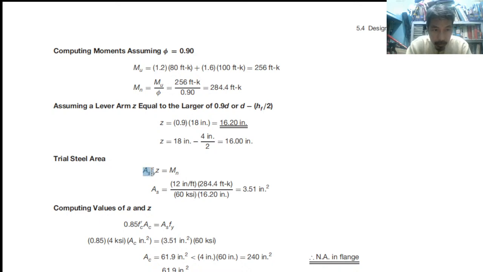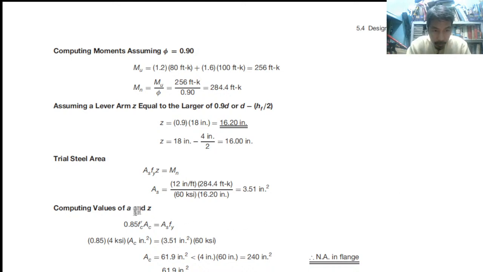So, what is this? This is T, the tensile force. Tensile force multiplied by Z, that is the nominal moment. So, therefore, we can find out the steel area by using MN that we already determined here. Z already determined here, 16.2. And FY is given, so 12 here is just the conversion factor, converting feet to inches. So, if you do this, the answer would be 3.51 for steel area.